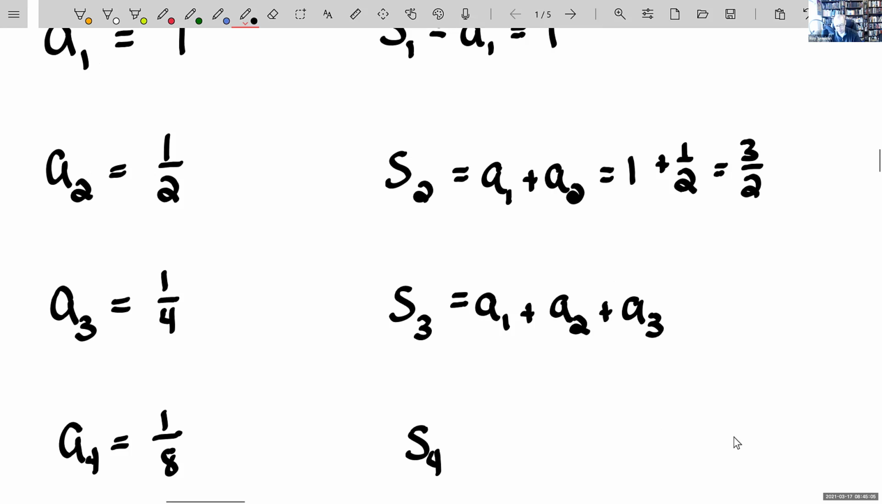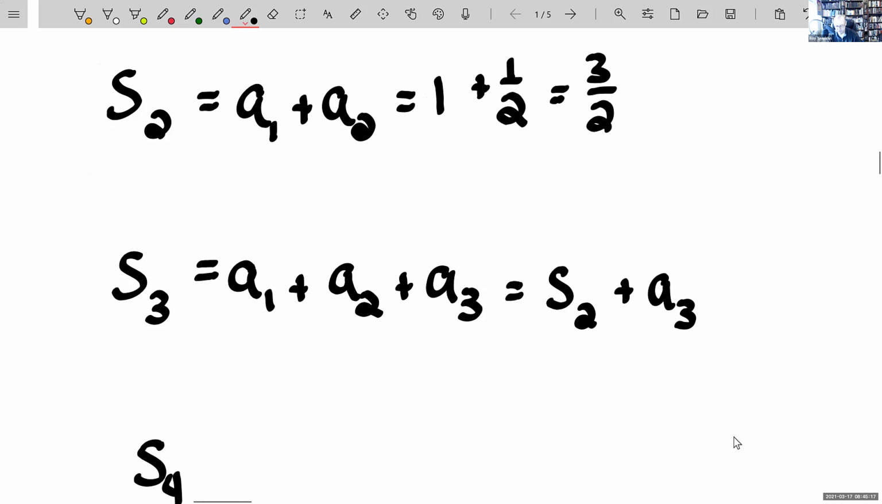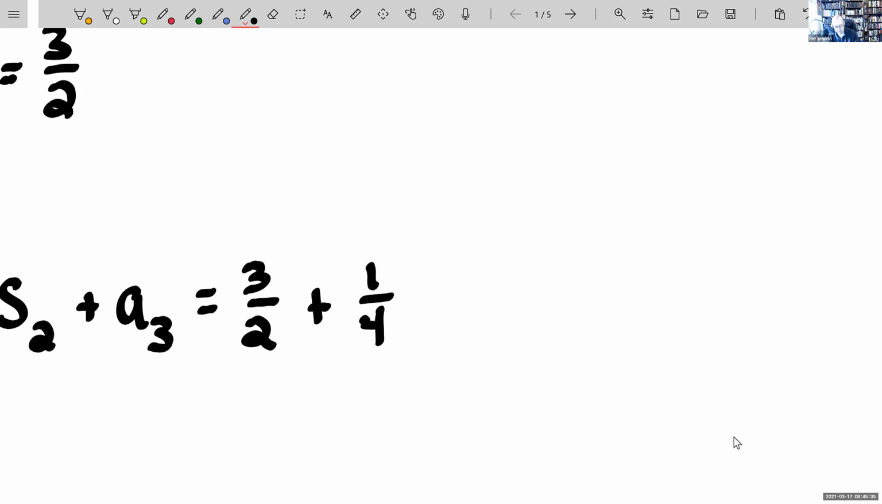S sub 3 is the sum of the first three terms of the sequence. And at this point, I hope you can see that that's basically saying it's the sum of the first two terms plus the third term. In other words, it's S sub 2 plus A sub 3. S sub 2 being, I'm sorry, not 1/3, but 3 halves, plus A sub 3, which is 1/4. Adding those two up, let's see, that's 7/8.